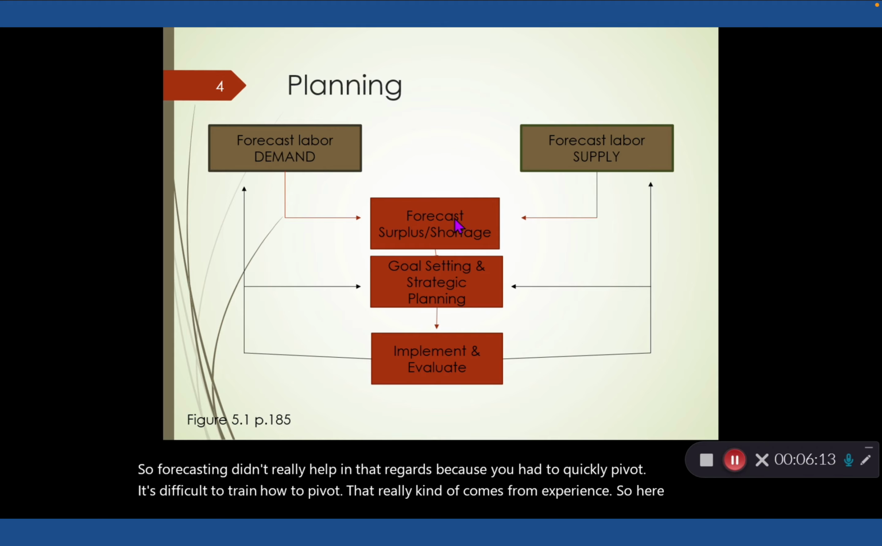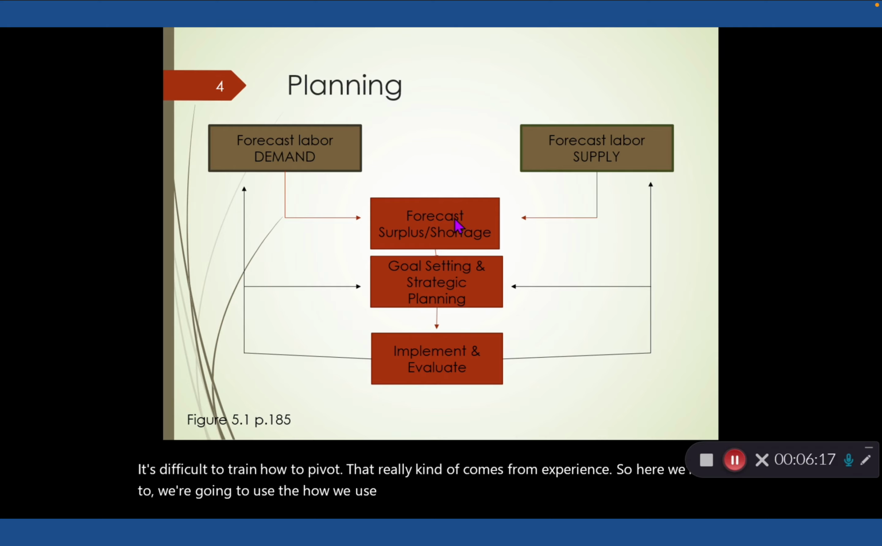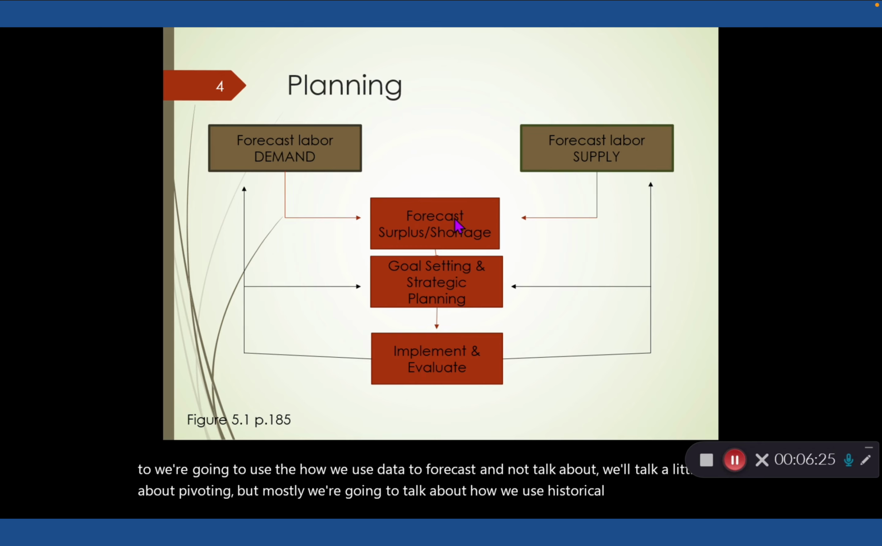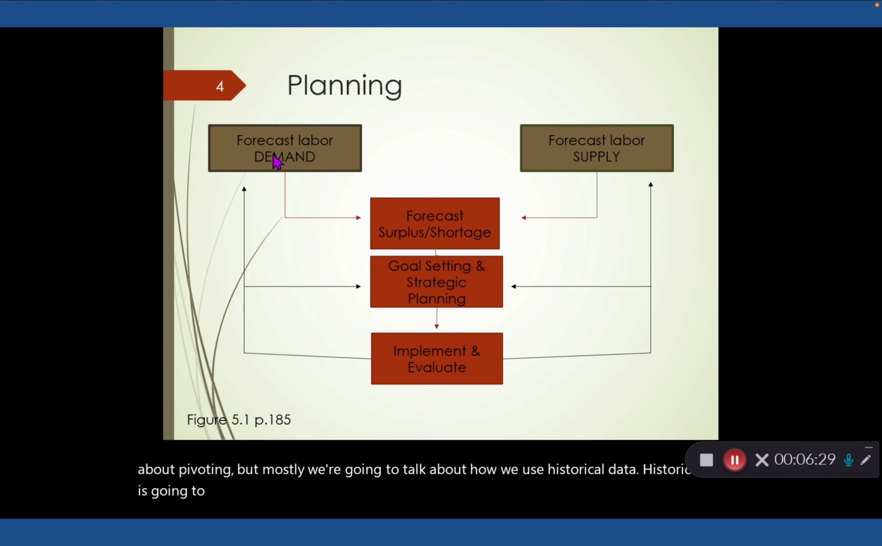So here we're going to look at how we use data to forecast. We'll talk a little bit about pivoting, but mostly we're going to talk about how we use historical data. Historical data is going to come from things such as what kind of demand we need, and we have to think about what supply we already have.